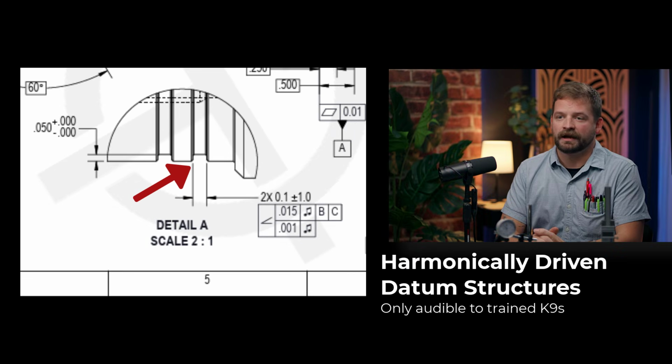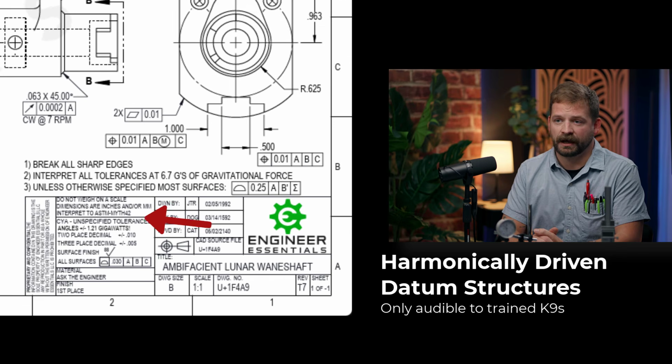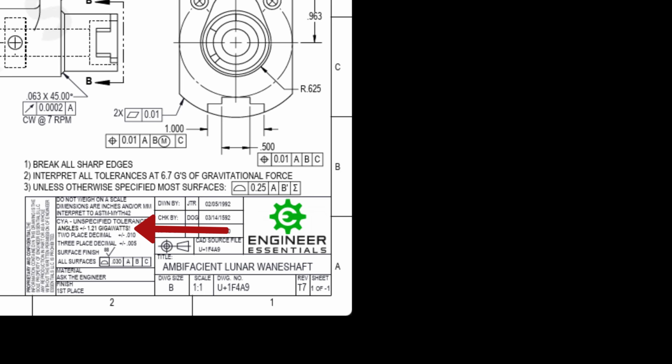This feature here, a modified recursive undercut spiral, has a compound angularity tolerance of 0.002 of a universal degree relative to the harmonically driven datum structure, which itself is derived from the angle of capacitive directions. In layman's terms, that's the angle at which the part naturally rolls off the table during inspection. All other angles are held to the unspecified tolerances indicated within the title block.